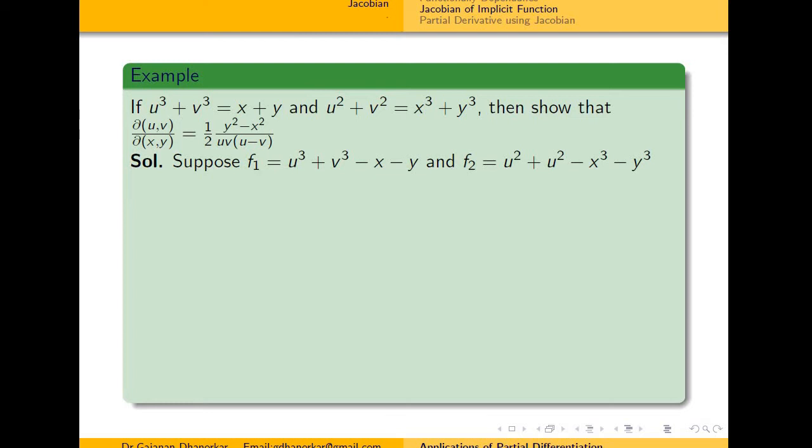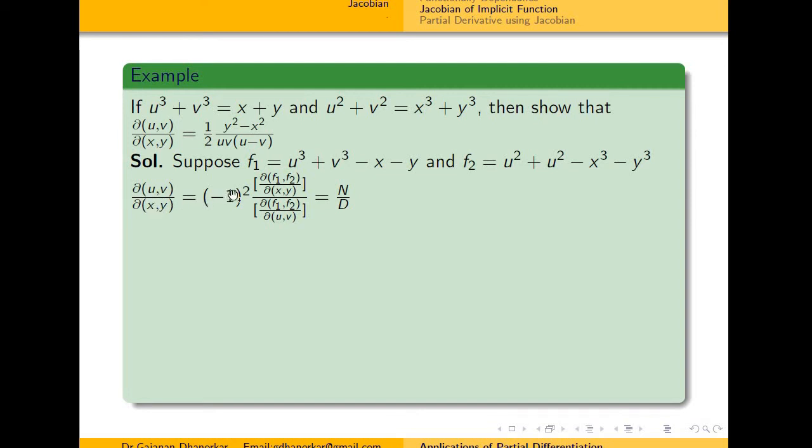By using given equations, we have to write these equations equal to 0 by taking terms to left hand side or right hand side, and this is our corresponding implicit functions. f1 and f2, we have two implicit functions, and by using these two implicit functions, we have to write down the formula for Jacobian of uv with respect to xy, and we know this formula.